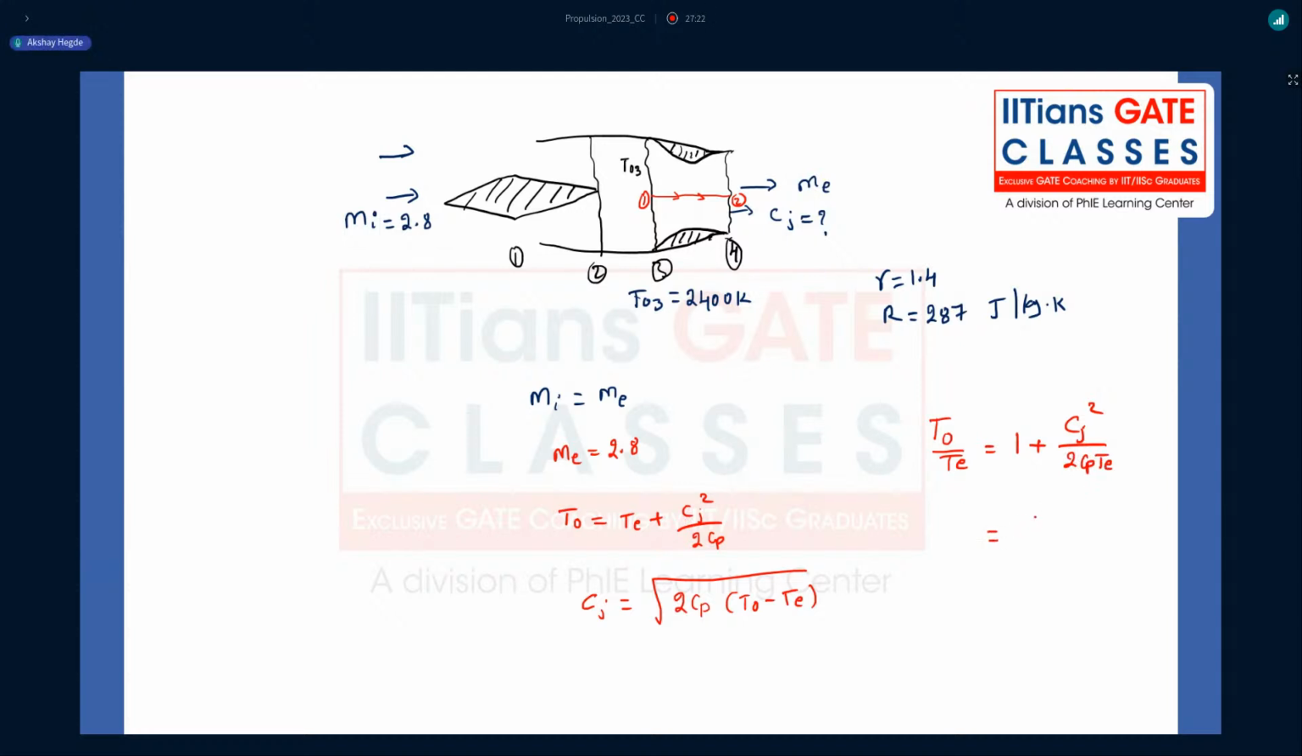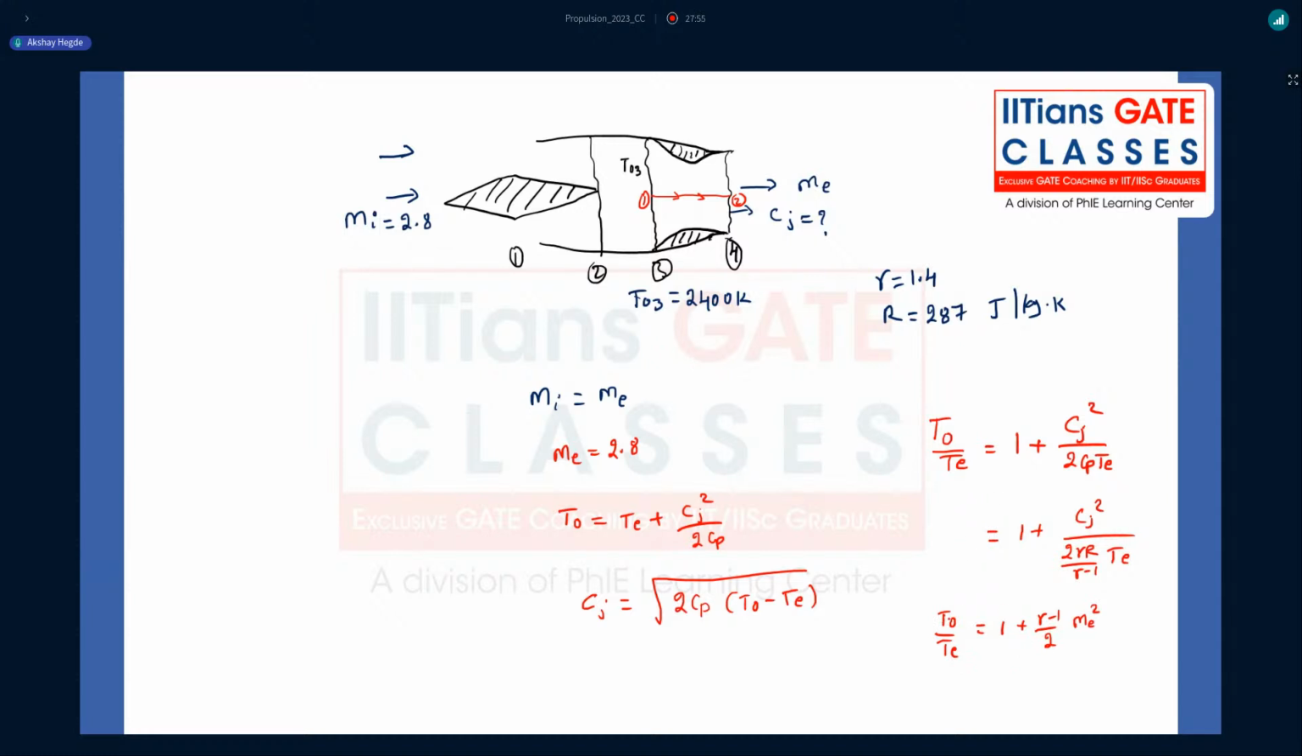So that is equal to 1 plus Cj square divided by Cp, which can be written as gamma R divided by gamma minus 1 times Te, and gamma R Te is nothing but the speed of sound squared. So that gives me gamma minus 1 by 2 times Cj square divided by a square, that is going to be the Mach number, right? So from here I can calculate Te, because T0 is given in the problem.